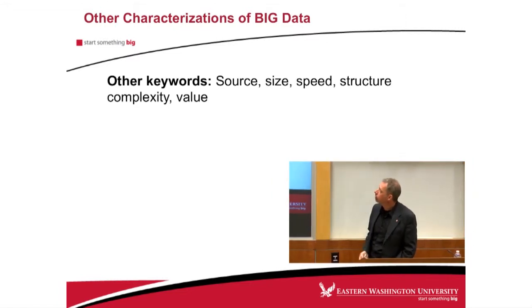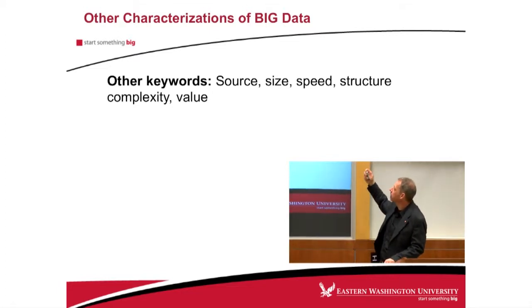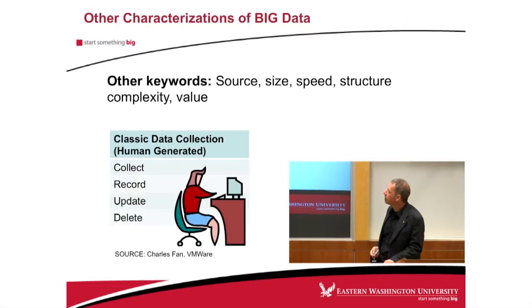So another characterization of big data is, instead of the 3 V's, there's the S's: source, size, speed, structure, complexity, value.